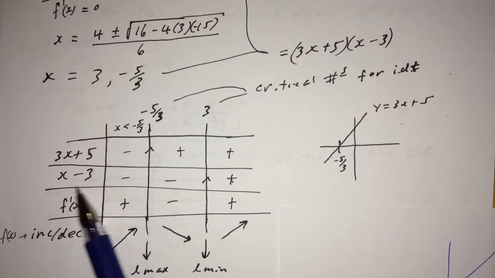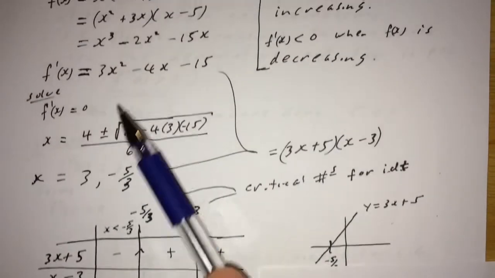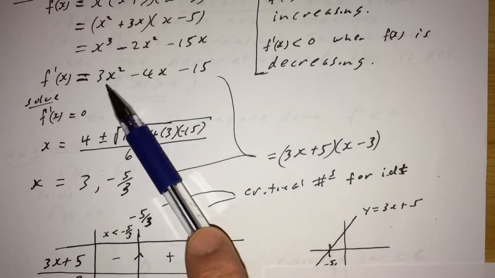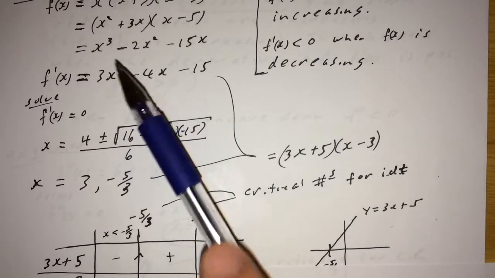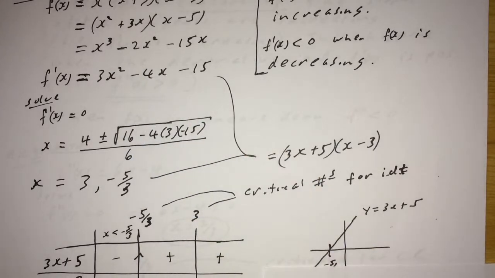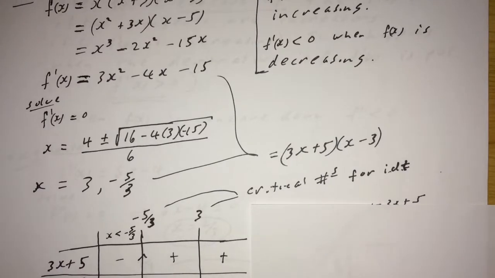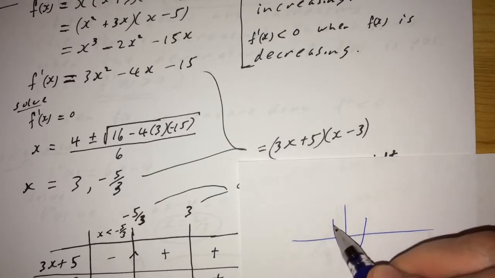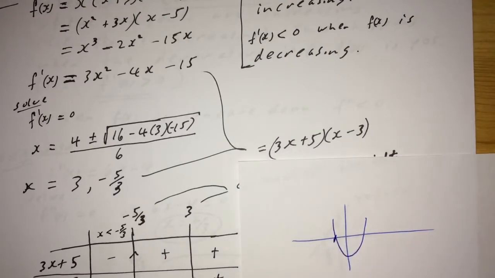Or you can just jump right down to f prime, which is this quadratic here. You know what the zeros of it are, and you know the quadratic opens up. So the quadratic is going to basically look like this, with zeros at negative 5/3 and 3. So it would look something like that. So you know it's going to be positive here to the left of negative 5/3.